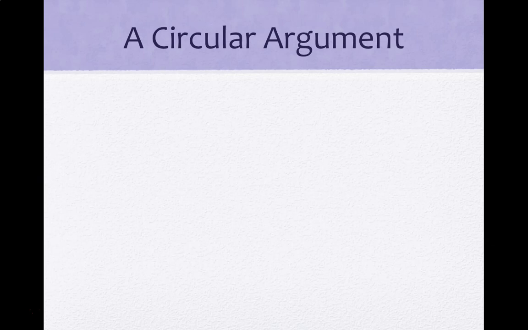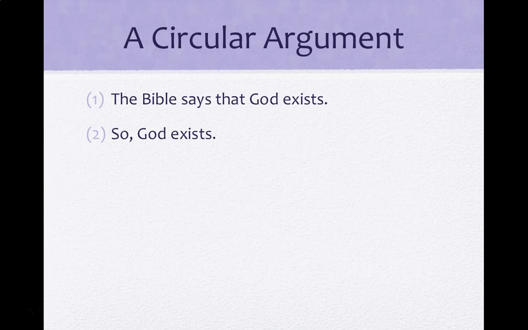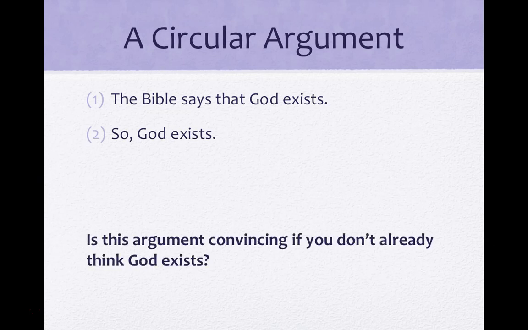Now, here's another circular argument. The Bible says that God exists, so God exists, right? Notice, we can ask ourselves, is this argument convincing if you don't already think that God exists when you read the Bible that says that God exists? So this is a classic version of a circular argument. Now I will pause here to say that there are all kinds of perfectly non-circular ways that you can use the Bible in your arguments, right? But notice that this version is circular.